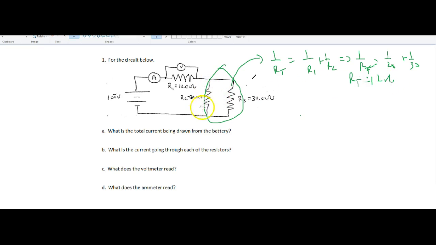So since this is 12 ohms over here, the total resistance is going to be the 12 ohms going through this thing plus another 10 going through that one, which is a total of 22 ohms. All right.